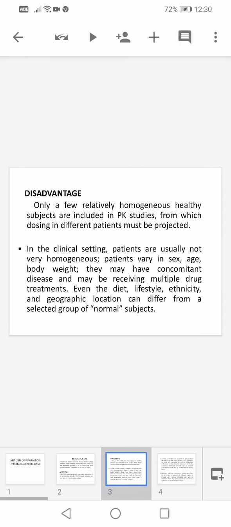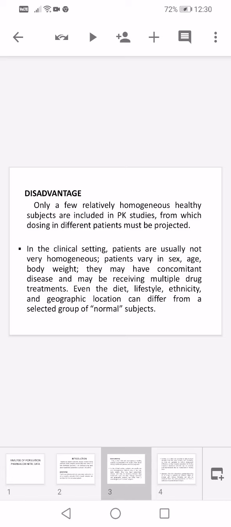But the disadvantage is that we cannot take multiple samples from the patient. If we continuously take blood samples, he will be getting weak. Only a few relatively homogeneous healthy subjects are included in PK studies, from which dosing in different patients must be projected. We perform these tests only on healthy individuals, not unhealthy ones, because continuous blood sampling would alter the drug levels and the patient would become weak.